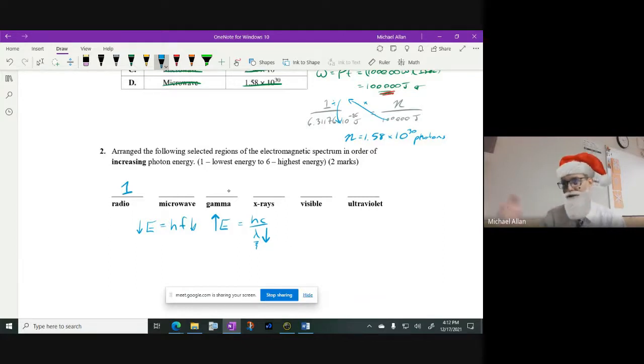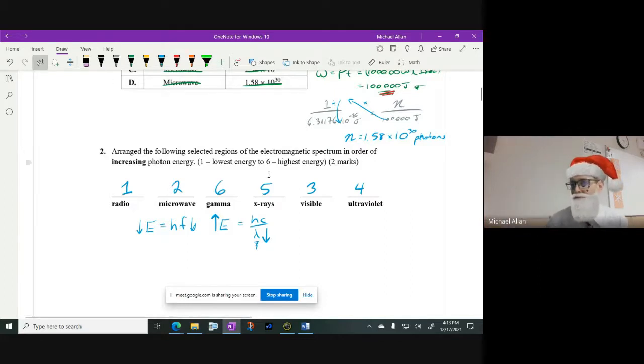Then if I keep going down the list, just remembering the order that I told you to try to remember this whole time, it's going to go radio, microwave, infrared, but infrared's not on our list. Then it's going to jump from infrared into visible, then ultraviolet, then X-rays, and then gamma being your highest. If there were cosmic rays in there, they'd be higher than that, but in this case, gamma is your highest. There's 3 things here, and 3 things give you 2 marks. If you messed up 2 of them, you lose a mark.